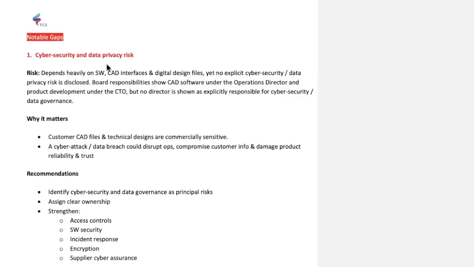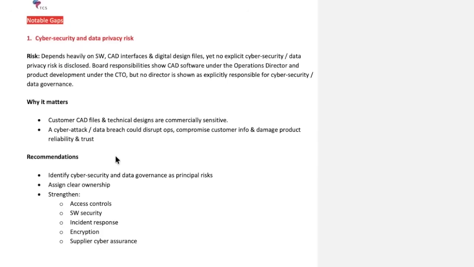So there is no mention of cybersecurity and data privacy risk, as I mentioned earlier, because we are heavily dependent on software, CAD interfaces, and digital design files. Although this is the case, there are no cybersecurity or data privacy risks disclosed within your risk report. We have the operations director who is looking into product development, who is looking into CAD software. And when it comes to product development, the CTO is looking into these affairs. But as I mentioned earlier, there's none looking into cybersecurity and data governance or data privacy.